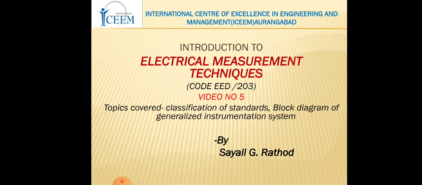In the first lecture, we started with what is actually measurement, what is the need of measurement. After that, we saw the different properties of measuring instruments, that is, static characteristics and dynamic characteristics of instruments. After that, in the previous lecture, we saw what is actually a standard and what are the different types of standards, that is the classification of standards. The list of those standards we have seen in the previous lecture.